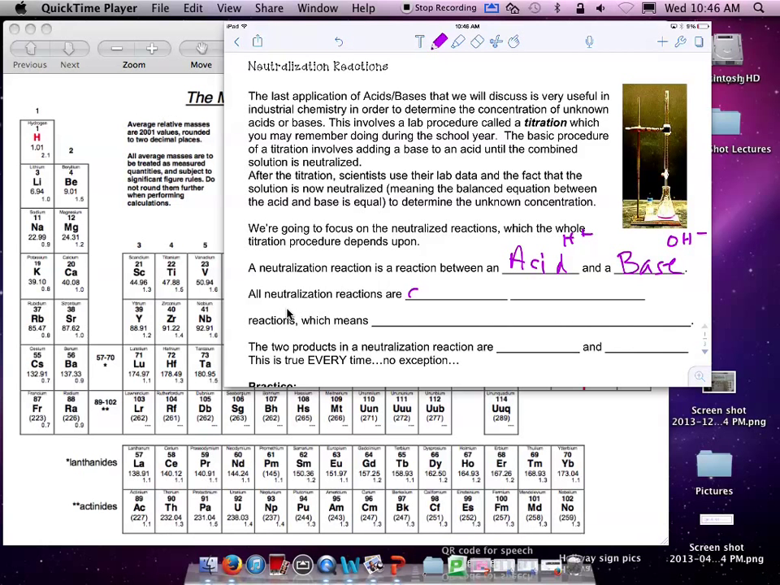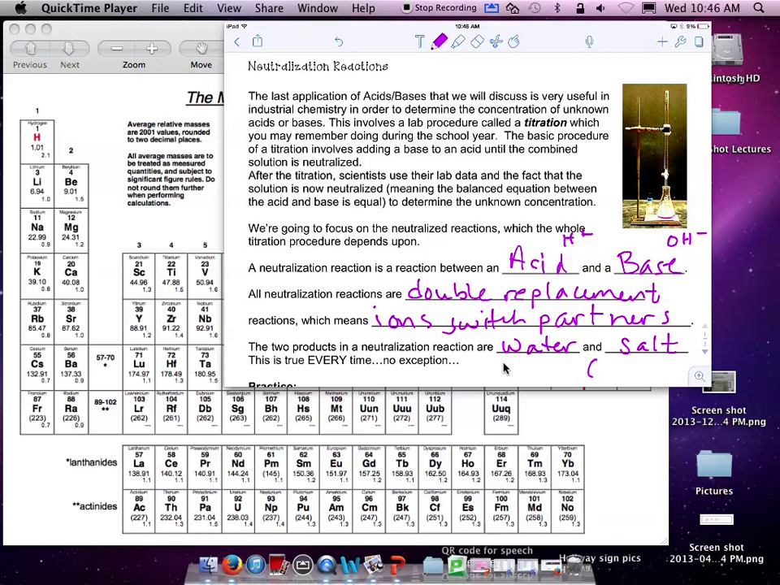All neutralization reactions are known as double replacement reactions, which gives us a chance to review what that means. A double replacement reaction means that two things are switching spots. The ions switch partners. Whatever the positive and negative originally were, they go with the opposite positive and negative. That happens every single time. So there are two products in a neutralization reaction every time: water and some type of salt.